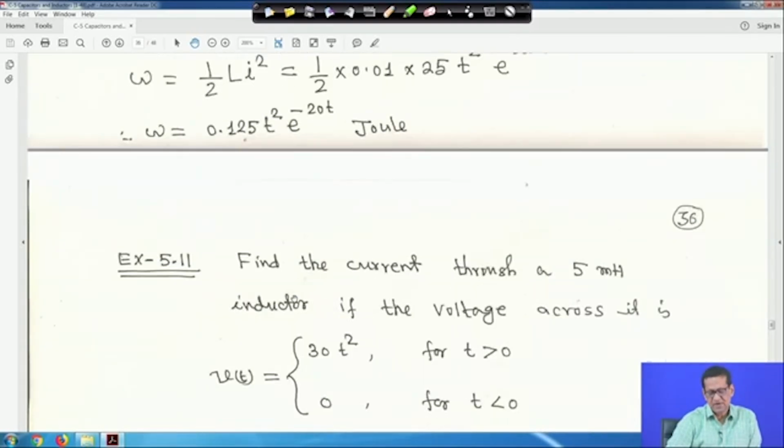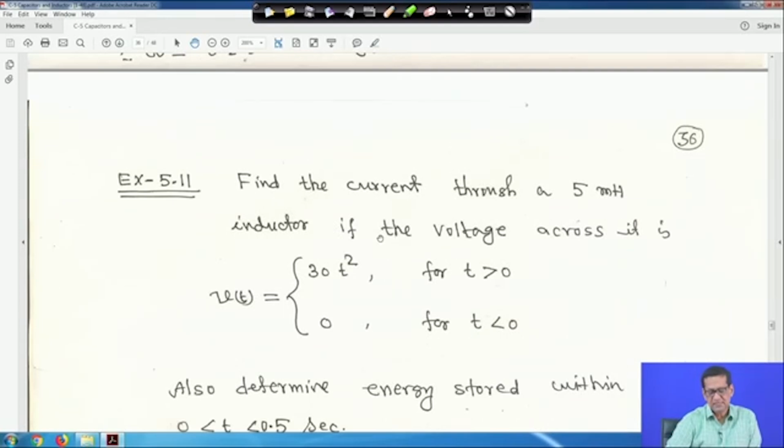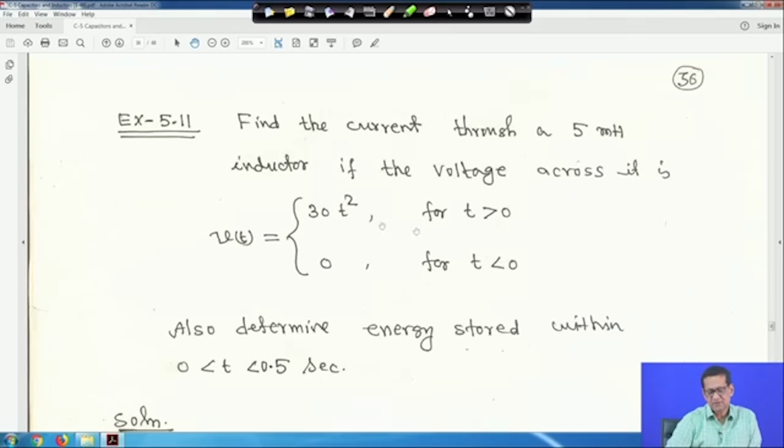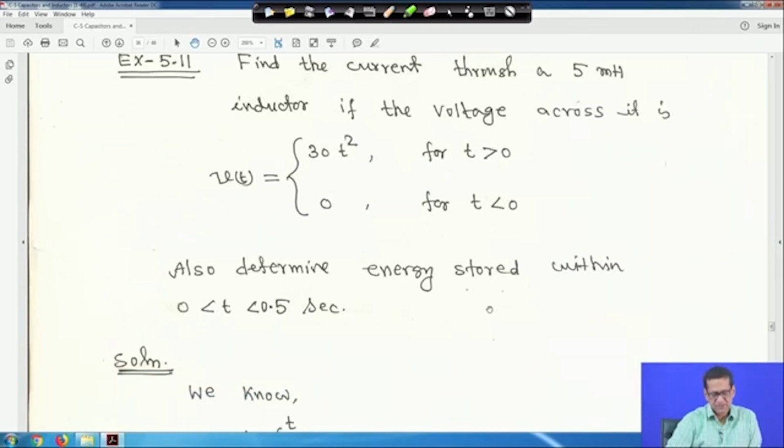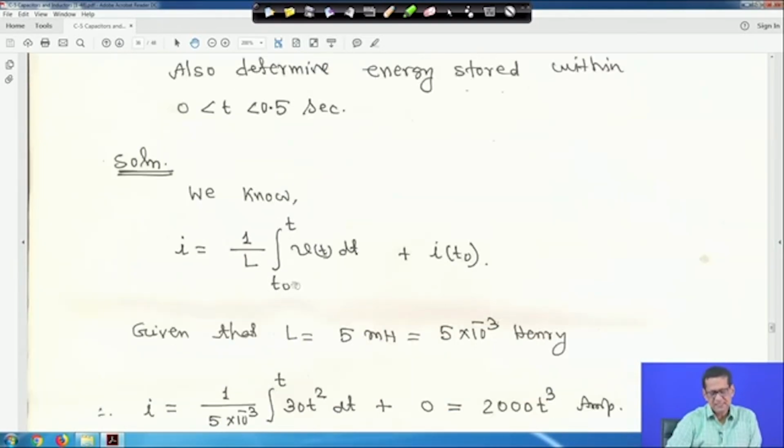Next one is: find the current through a 5 millihenry inductor if the voltage across it is v(t) equal to 30t squared for t greater than 0 and 0 for t less than 0. This is given. Also determine the energy stored within 0 less than t less than 0.5 second. This is also asked. So, you know that i is equal to 1 upon L integral from t0 to t of v(t) dt plus i(t0).